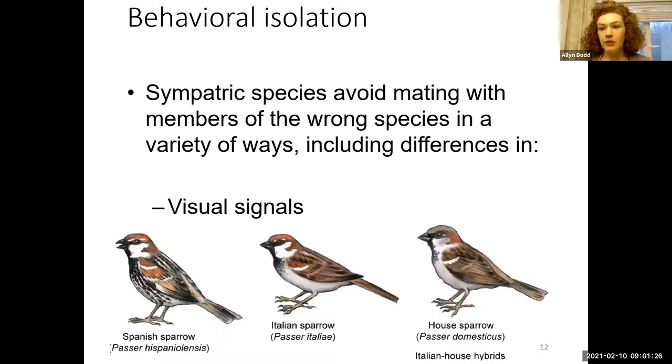Coloration. So in birds, they can look at other birds. This isn't just birds. This happens in insects. You have differences in coloration that the other species can recognize. And this, I'm just saying, species that occur together, sympatric species. Remember, that's species that overlap in their ranges, avoid mating with the wrong species. And here's how. So visual signals.